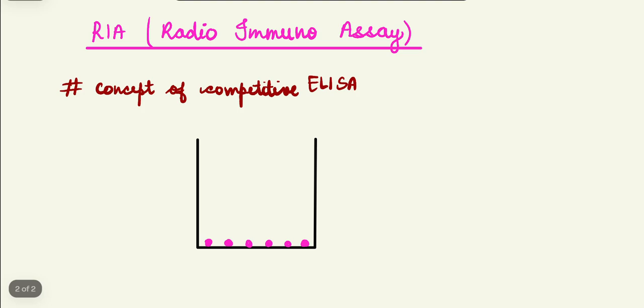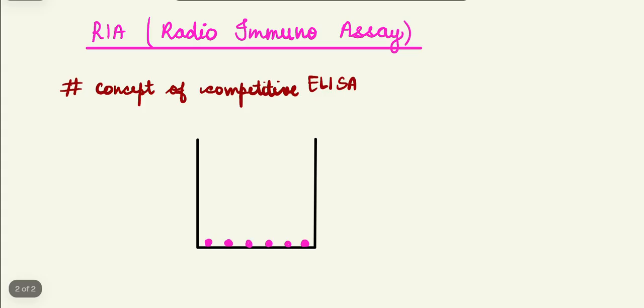Hello learners, in today's class we are going to learn the technique of RIA, that is radioimmunoassay. Before we start with this technique, we have to revise the concept of competitive ELISA which we learned in the previous video. There are slight changes in the protocols of competitive ELISA which make it significantly different from radioimmunoassay.